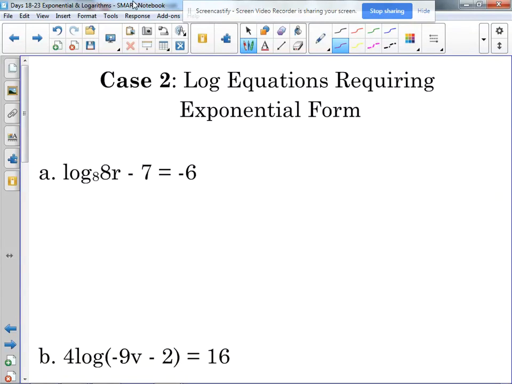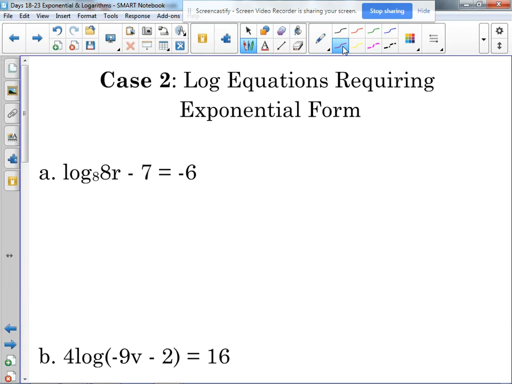Okay, so here's case 2 of solving log equations. Most of the time with log equations, you will not have a log on both sides. You will only have a single log, as you can see in this first example here. So we can't use the strategy that we were just using. We're going to use a similar strategy that we used when we were solving our exponential equations.